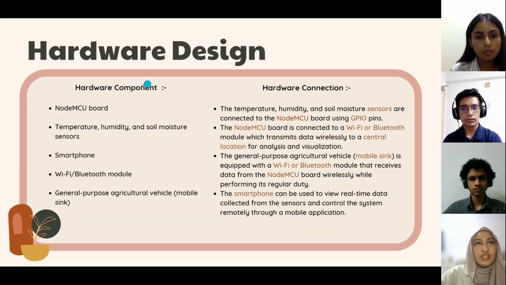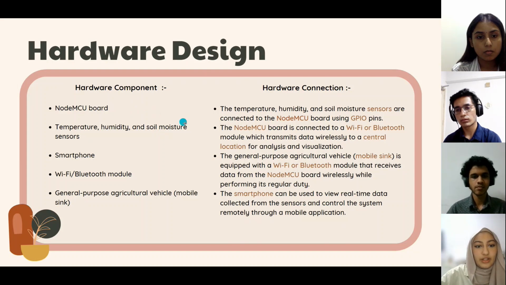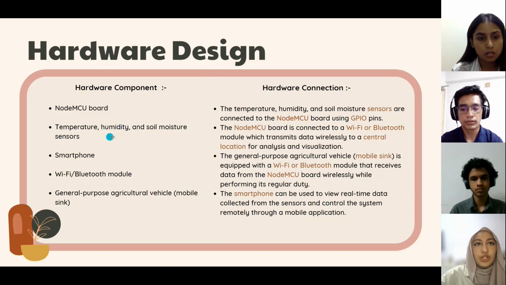Underneath the system design, we have the hardware design. The hardware components involved in this system are the Node MCU board, the temperature, humidity, and soil moisture sensors, a smartphone, a Wi-Fi and Bluetooth module, and a general purpose agricultural vehicle, which is the mobile sync.